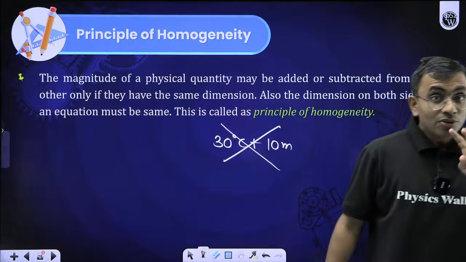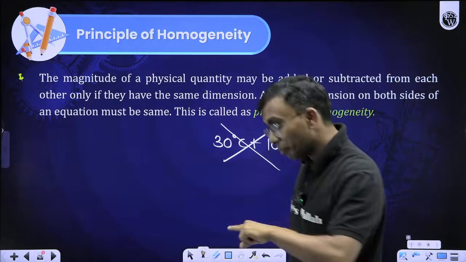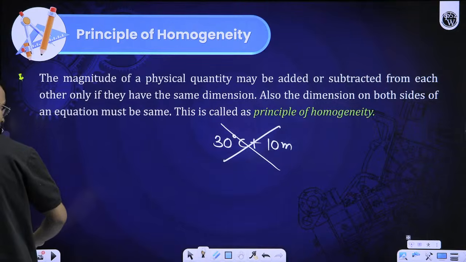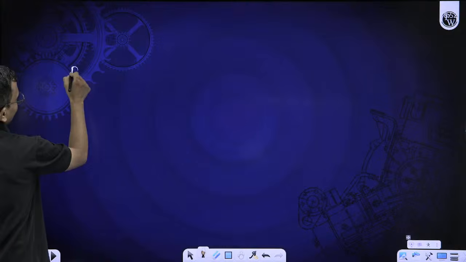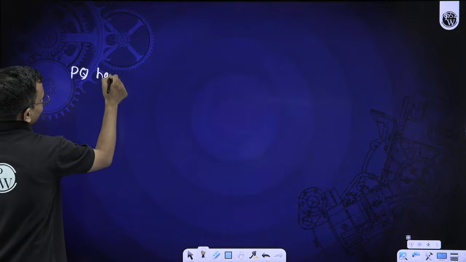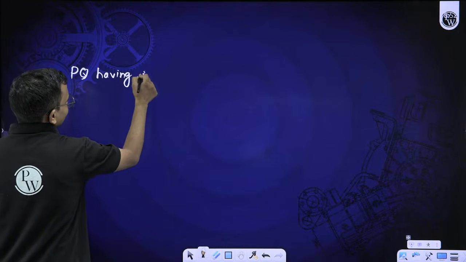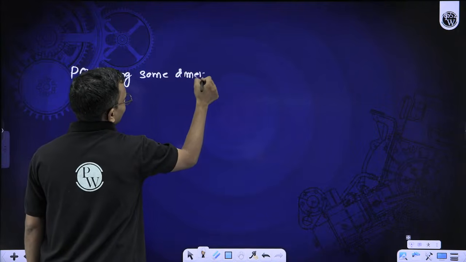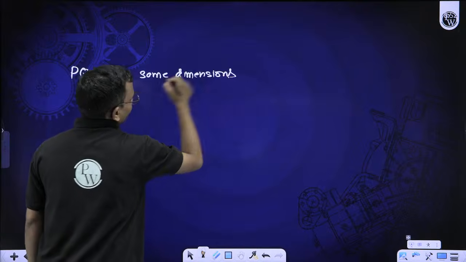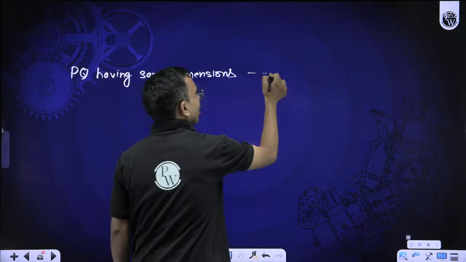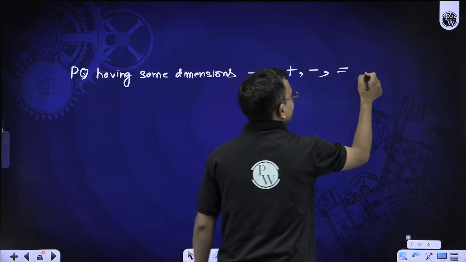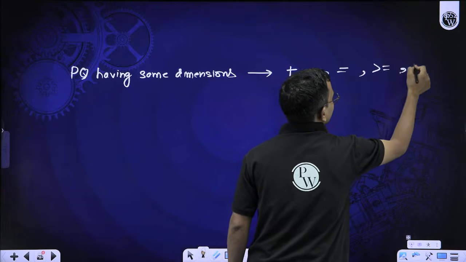It means physical quantities which have the same dimensions, only they can be added, subtracted, equated or compared.